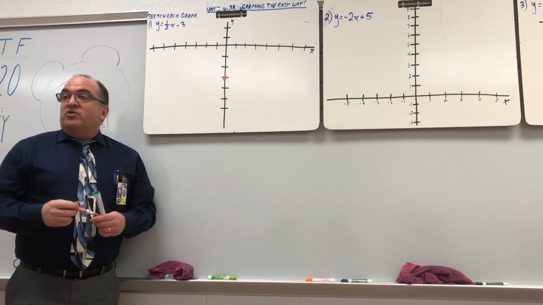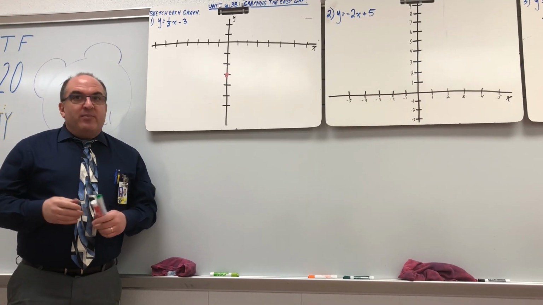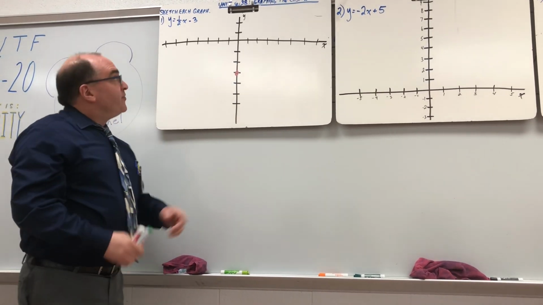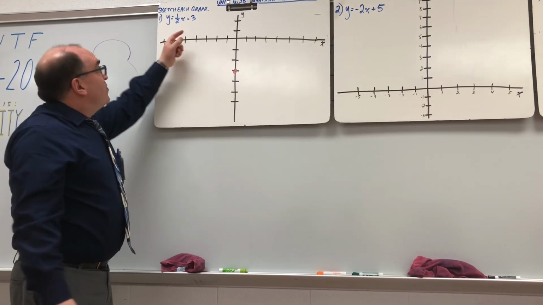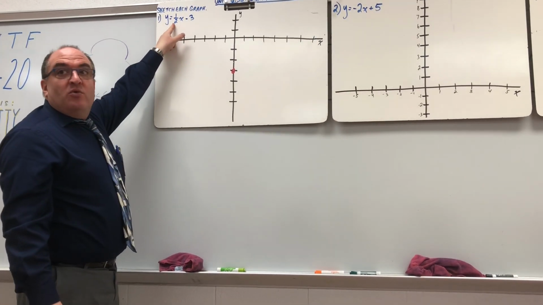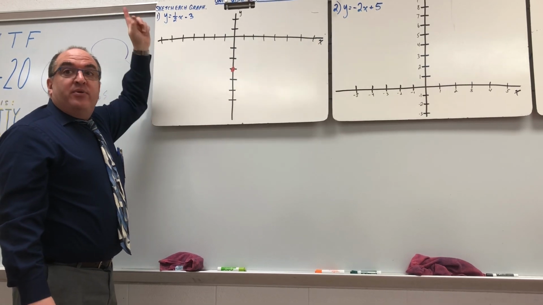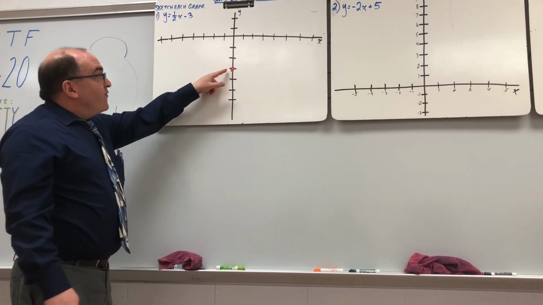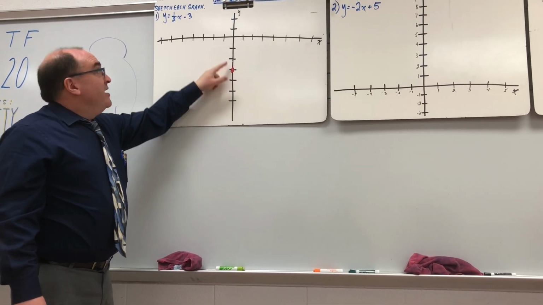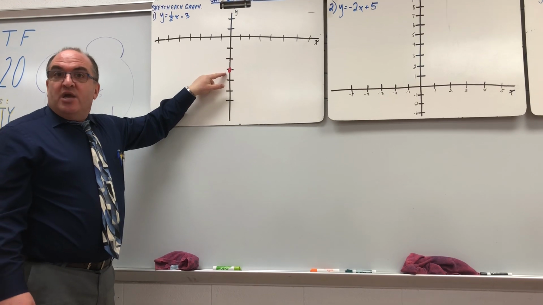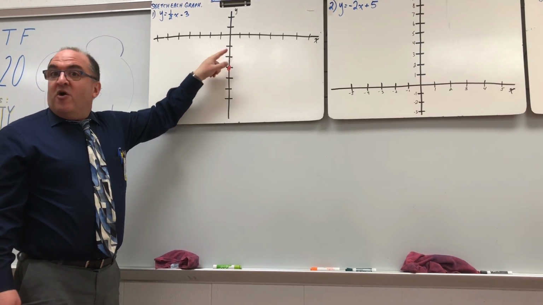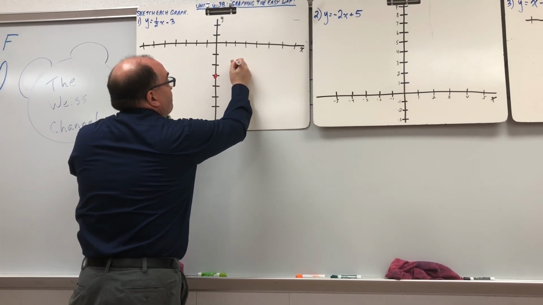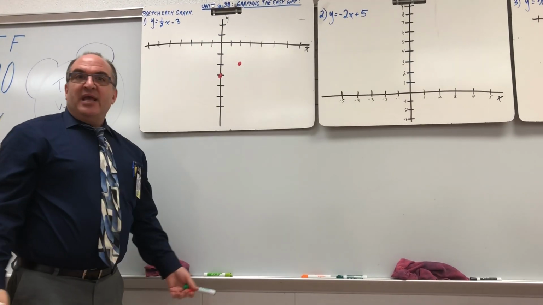Now I'm going to graph the slope. The slope, remember, is rise over run. The slope is 1/2, which means you go up how many? 1. You go over how many? 2. So from this point, not from here, from this point, you go up 1 over 2. Boom. Put a dot. Easy.